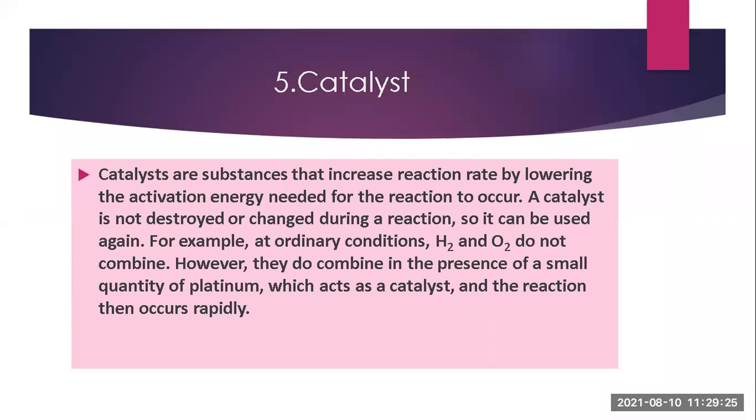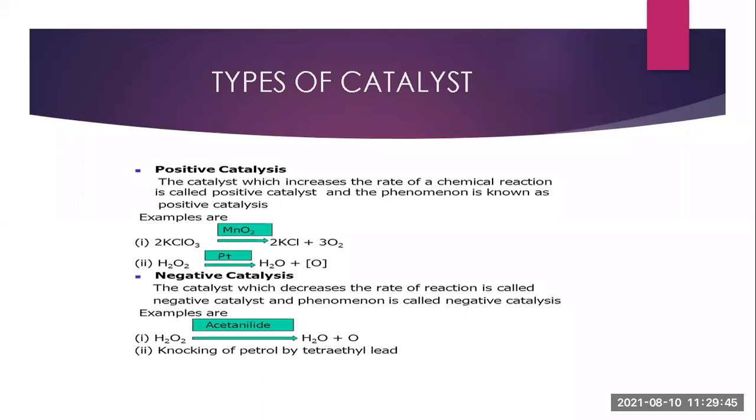Then catalyst. A catalyst is a substance in whose presence the rate of a chemical reaction changes, without causing any chemical change to itself. So here it will either increase or decrease the rate of reaction, but it will not combine with the reactant. There are two types of catalyst, positive and negative. A positive catalyst increases the rate of reaction. A negative catalyst decreases the rate of reaction.